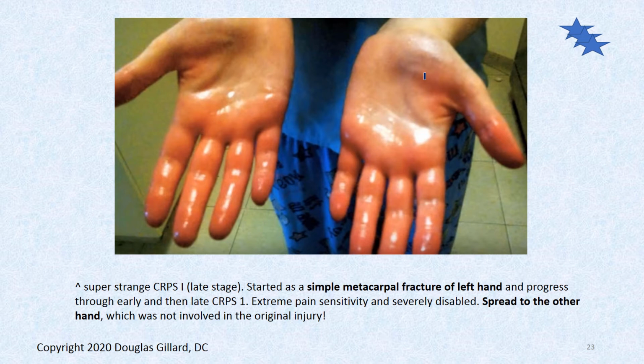And then after phase 2 started, all of a sudden her other hand started doing the same thing, even though there was nothing wrong with it. And that's called a mirrored phenomenon. And you can see that sometimes in people with chronic sciatica, where they get a mirrored pain. All of a sudden the sciatica begins on the other leg, even though nothing's wrong with it.